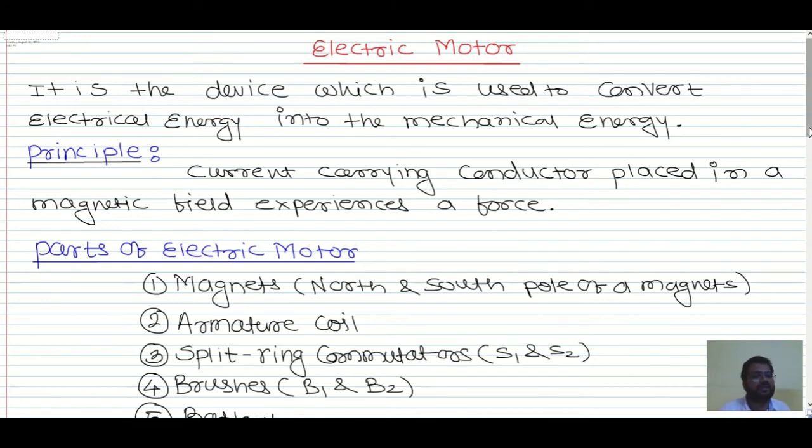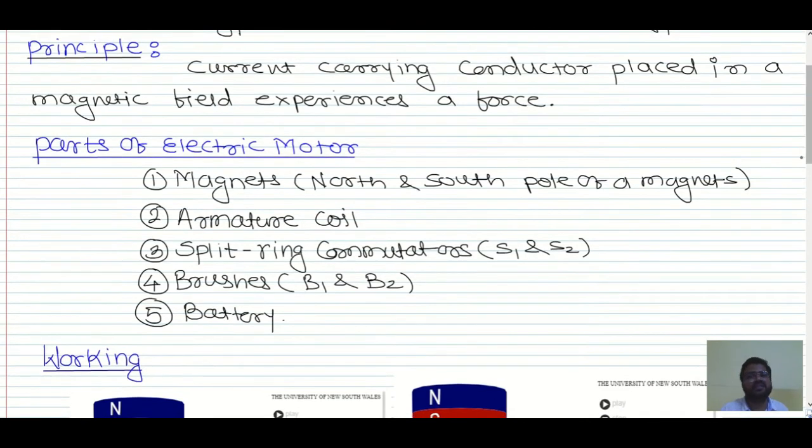What is the principle behind it? The principle we have studied in the magnetic effect of electric current. And what is that? That is the current carrying conductor. Whenever a current carrying conductor is placed in a magnetic field, it experiences what? Magnetic force. A current carrying conductor placed in a magnetic field experiences a magnetic force. That is the principle behind the electric motor, we can say.